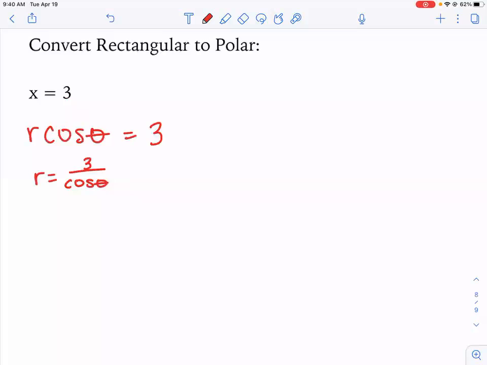Now, if you write it like this, I don't have a problem with that, but you're going to see me write it as 3 secant theta. Very similar to that last question that we had going from polar to rectangular. Make your substitutions, solve for r if you can.